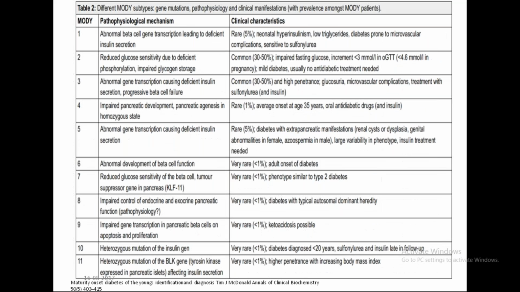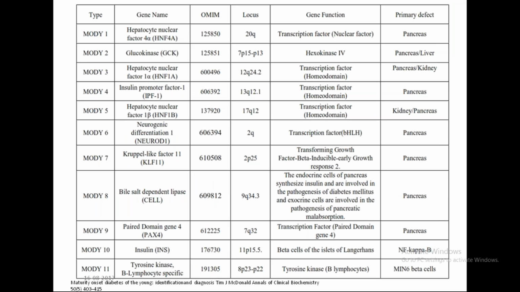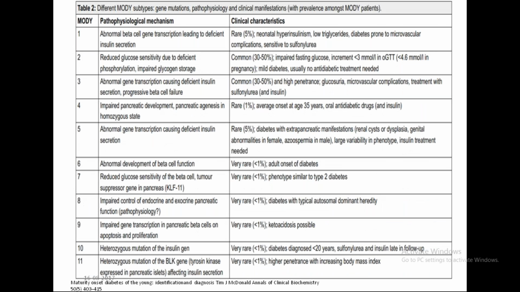So 1 alpha is the one where you are talking about the common one. 1 alpha and glucokinase. And the rare one is IPF, insulin promoter factor. Fifth one is HNF1 beta. So here abnormal gene transcription causes deficient insulin secretion, and it is a rare form of diabetes with extra pancreatic manifestations like renal cyst, dysplasia, genital abnormalities in female, azoospermia in male, large variability in phenotype. Insulin treatment might be needed because of severe damage to the production of insulin.